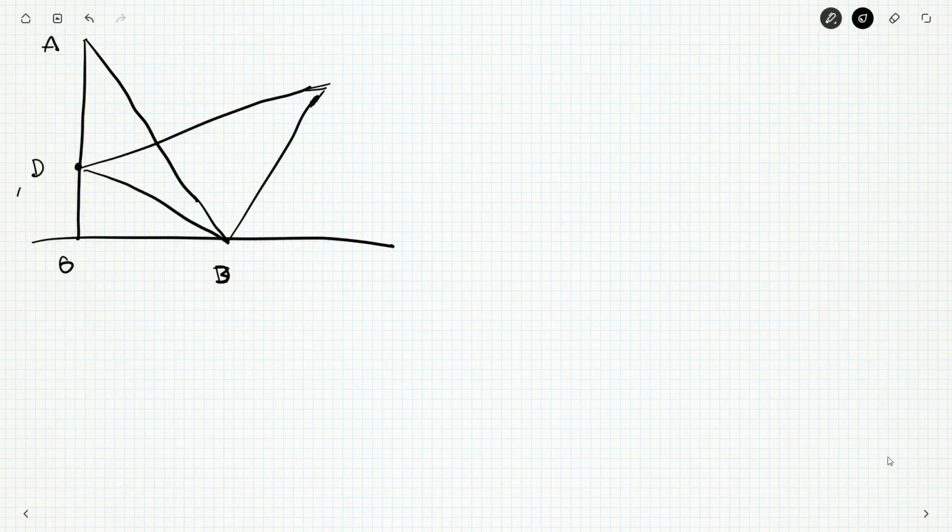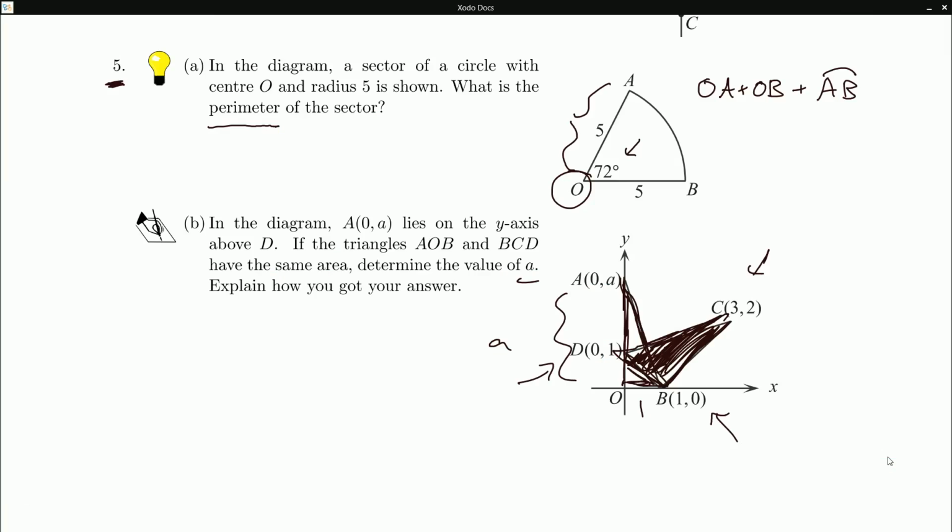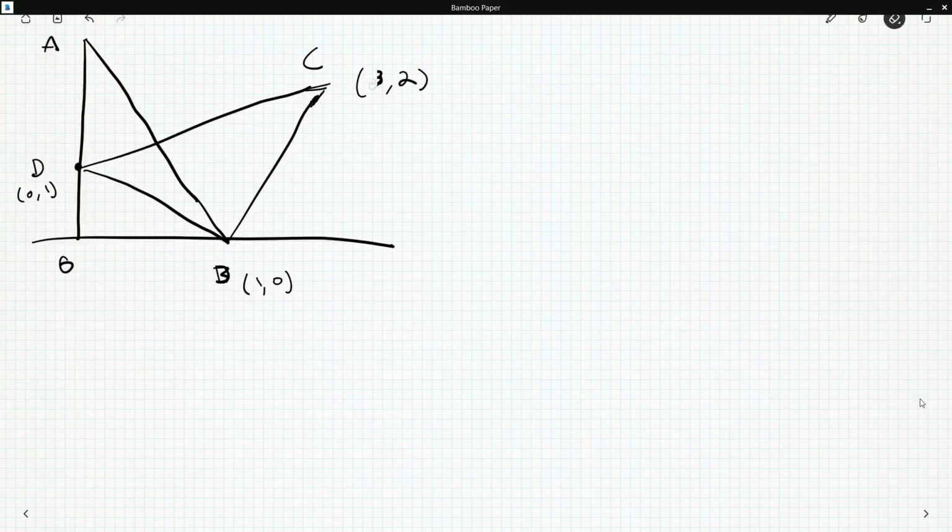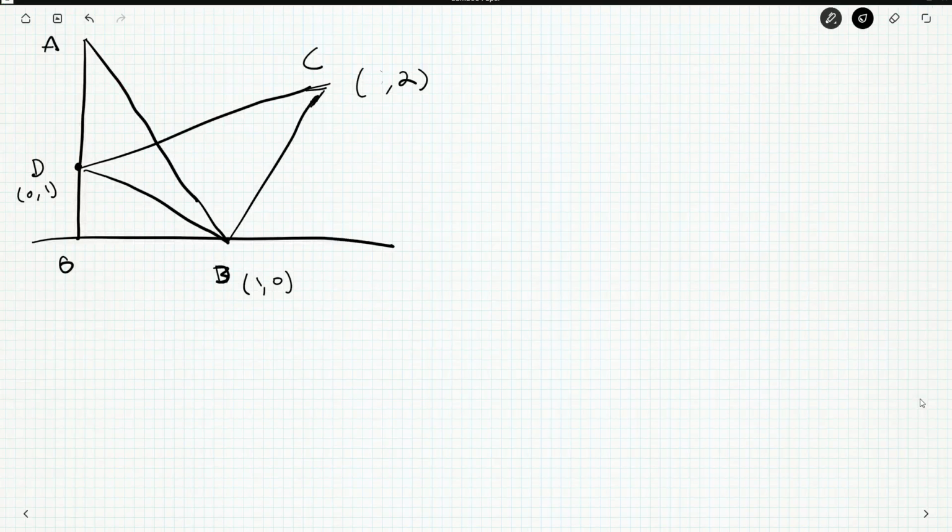Alright, now D was at 0, 1. B was at 1, 0. C up here was something like 2, 3. I'm going to say it was 3, 2. Let's just double check. Yeah, it was 3, 2. Okay. And then A is somewhere up there. But the point of it being bigger than D, A is going to be a positive value, so we don't have to worry too much here.